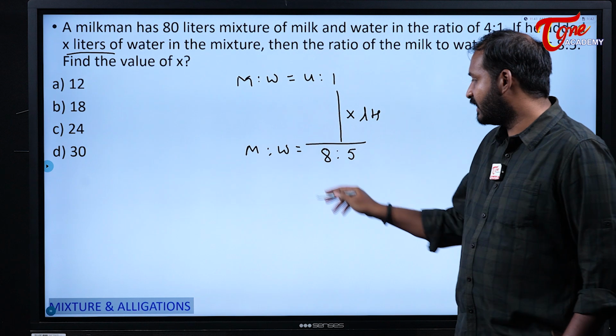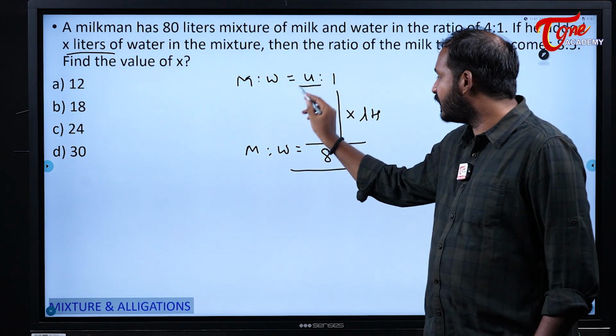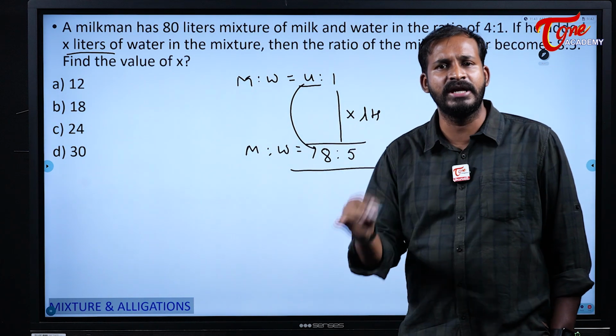One thing is very clear. Whatever quantity of milk I have initially, the same quantity will be there here also, right? Why? Because I am not adding anything to the milk. I am only adding water.